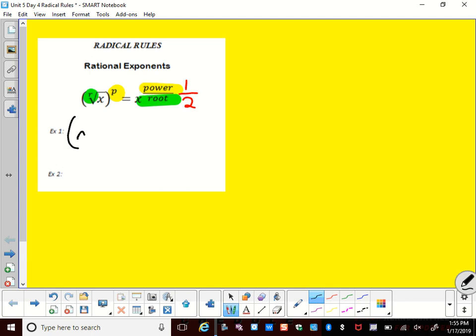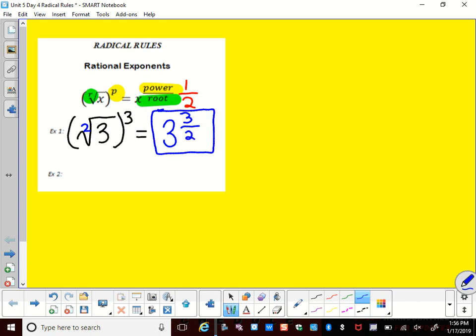All right, so let's say I have the square root of 3 to the power of 3. What is my big number that I'm going to write? 3. That's what's under my radical. What's my power? My power is 3. And my root is here. That is not there, but is understood to be 2. So you should have 3 to the power of 3 over 2. Okay, that's my power over my root. It's understood to be there. There's nothing there, which assumes it's the square root.